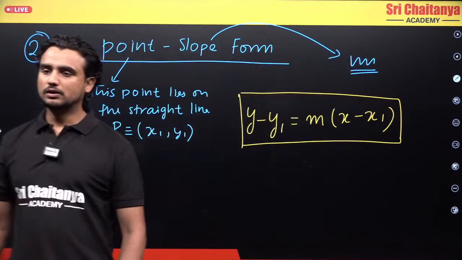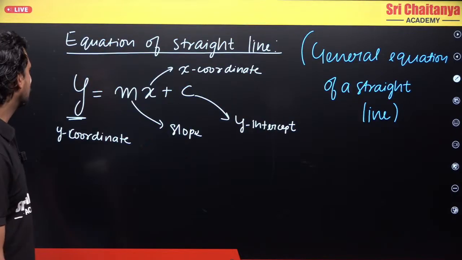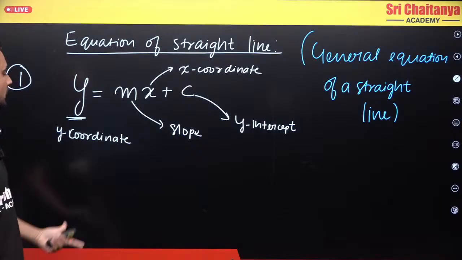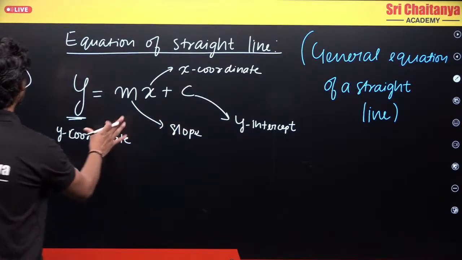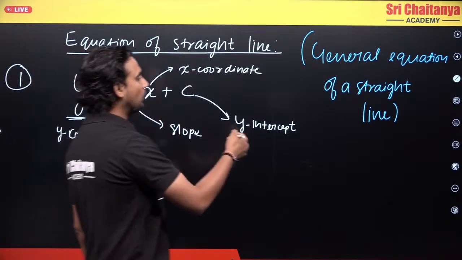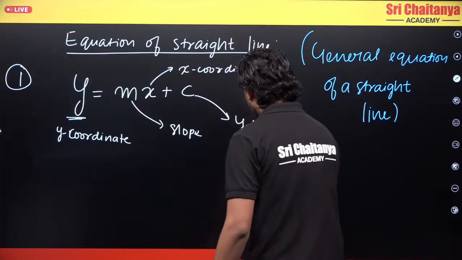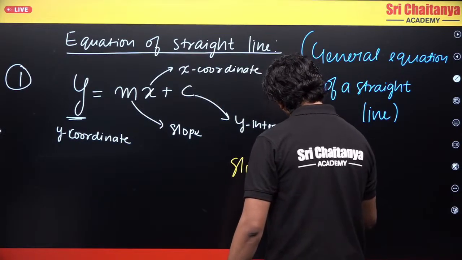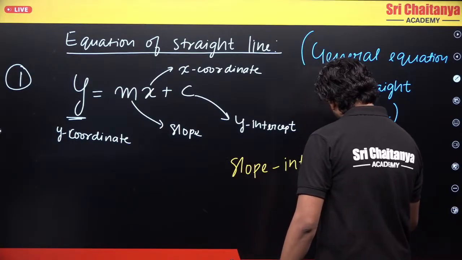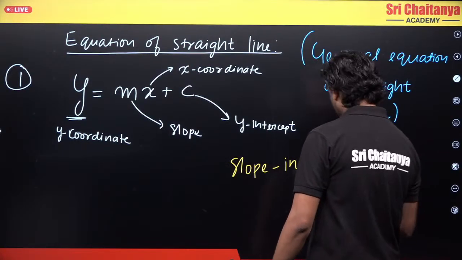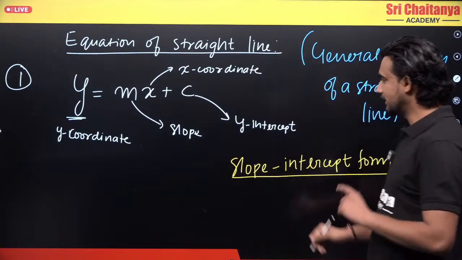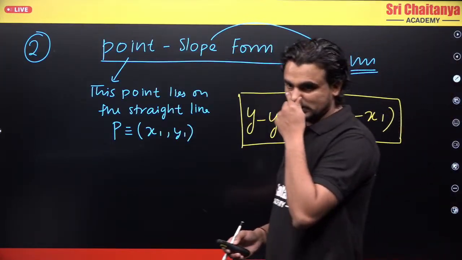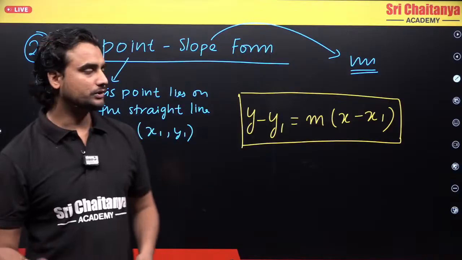So two equations we did yesterday. The first is the general equation of a straight line, that was y equals mx plus c. This is known as the slope intercept form. This was the first type of equation of the straight line that we did yesterday, and the second was the point slope form. So we did two types of equations yesterday.